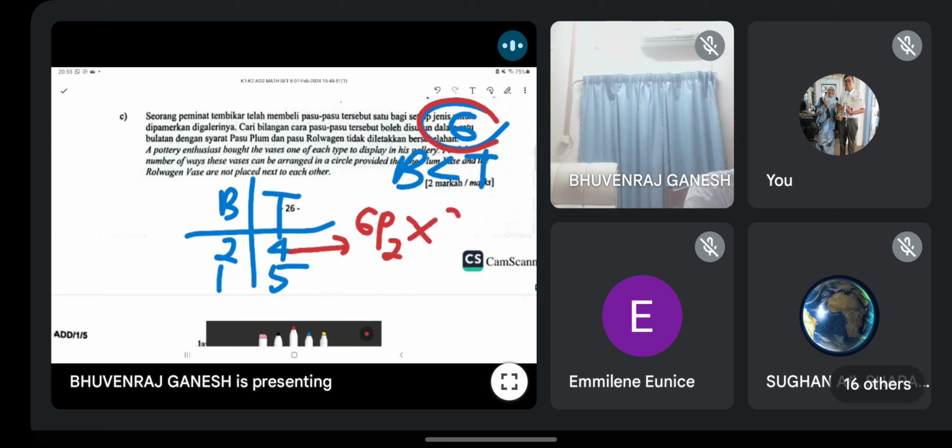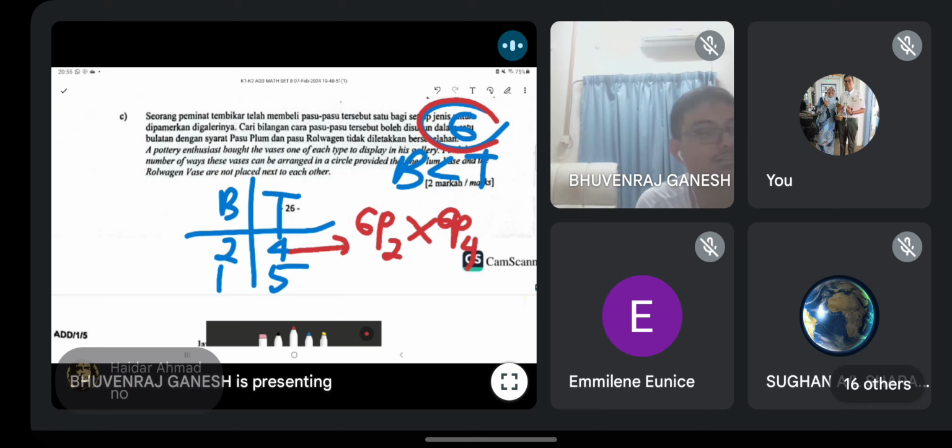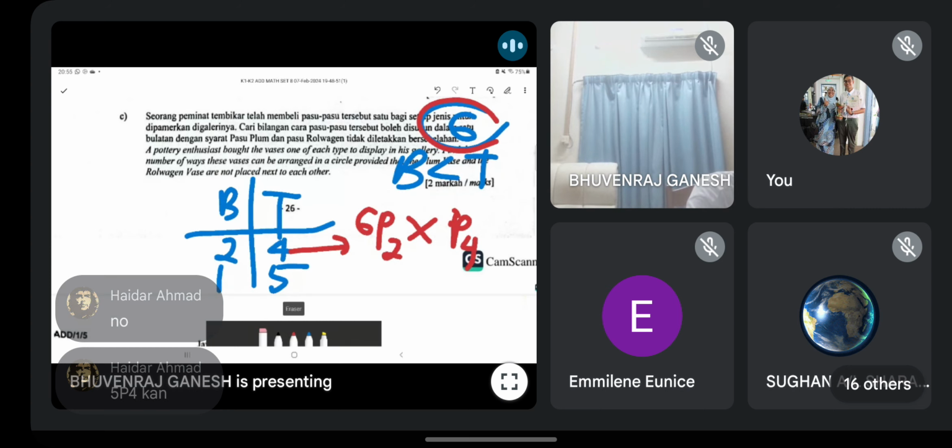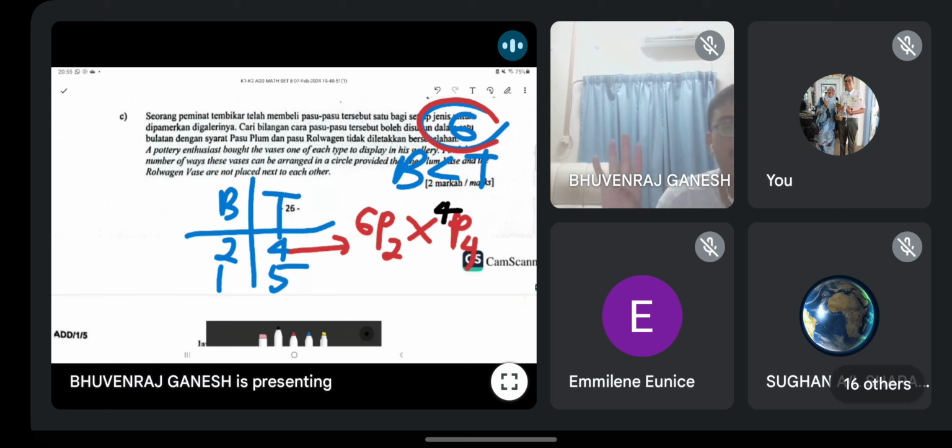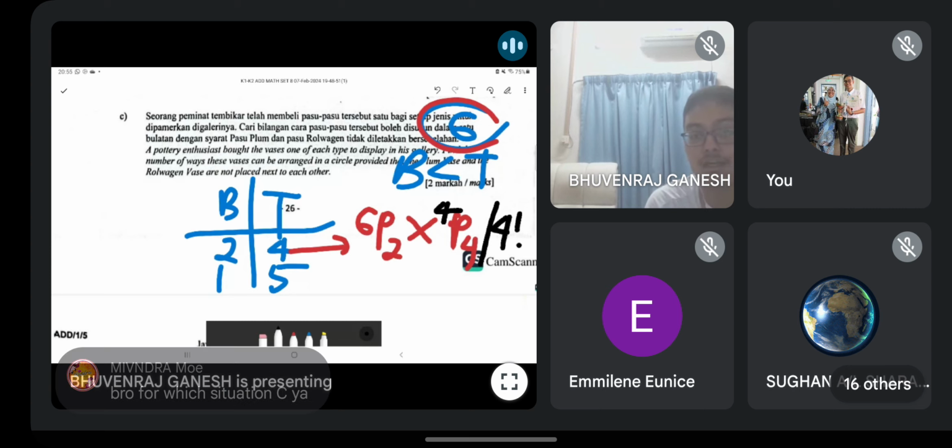So then guys, can I put 6P4? Adakah ni betul? Can I use 6P4? Cannot, because you choose 2 vase tadi. Kamu dah pilih 2. So, remainder 4P4. 6 minus 2, you get 4. So, 4P4. Or, if you want to write 4 factorial, also can. 4 factorial. Nilai dia sama.